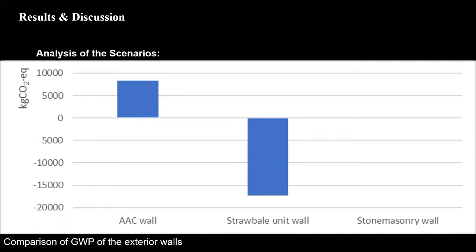On the other hand, scenario 2 has straw bale wall units. These units have net negative carbon emissions due to the carbon absorbed by the plant-based raw material. Scenario 3 has stonemasonry walls that are obtained from a nearby excavation. Therefore, they are assumed to have zero production and transportation emissions. Comparison of the effect of the exterior walls can be seen in the figure.